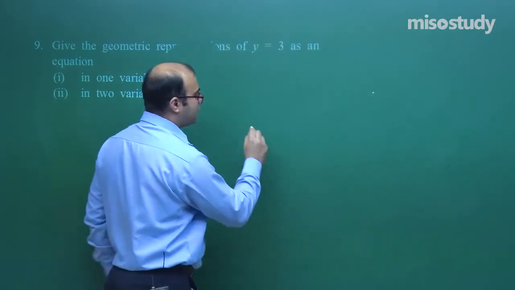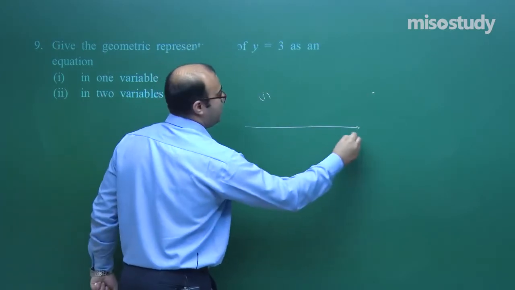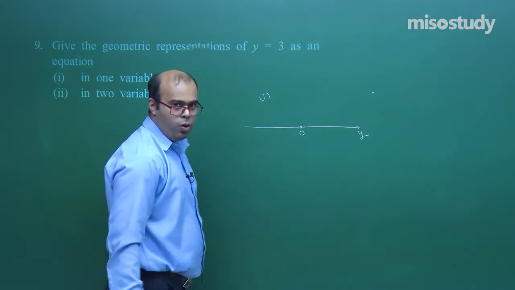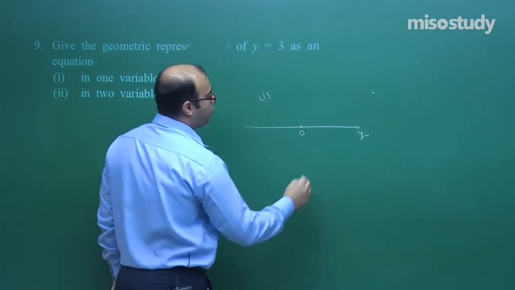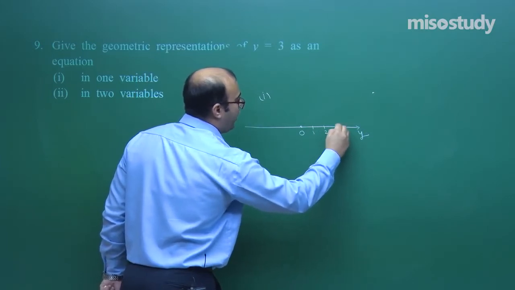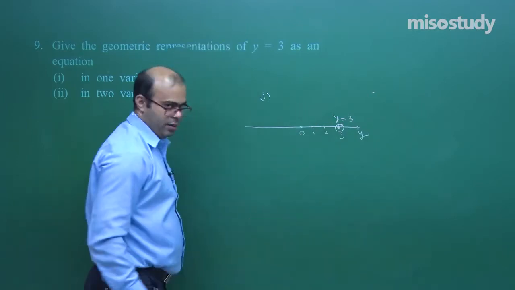So if there is no x, we take a number line. This is for the first part. There is a number line called y, there is an origin which is 0, and we want y equal to 3. So on the number line, this is 1, this is 2, this is 3. So this point is y is equal to 3. It is represented by a point.